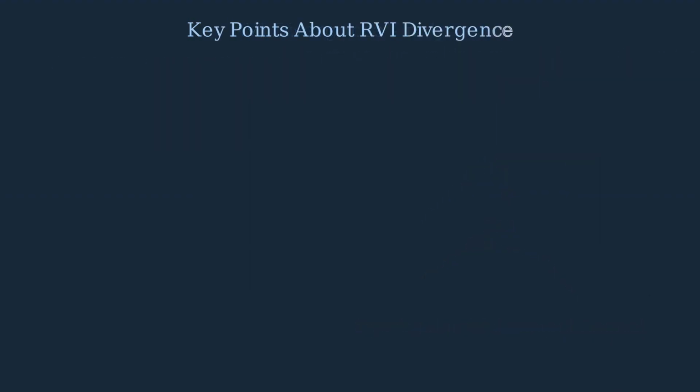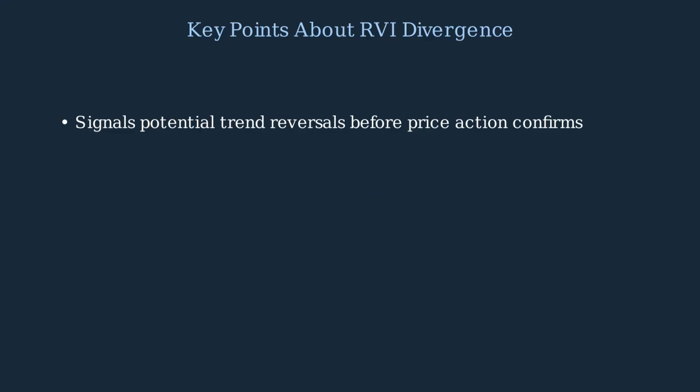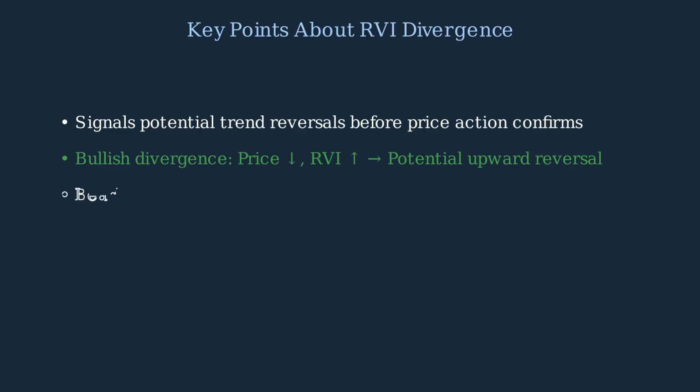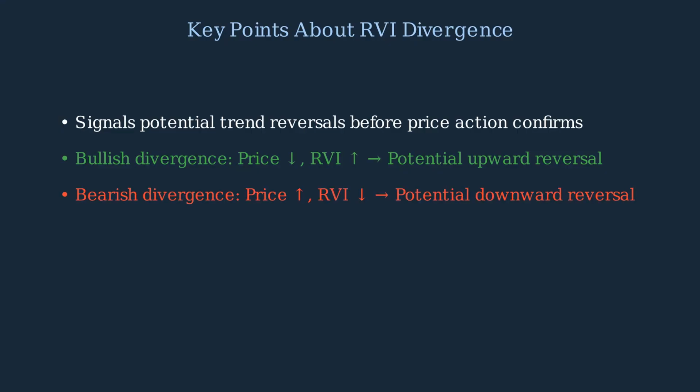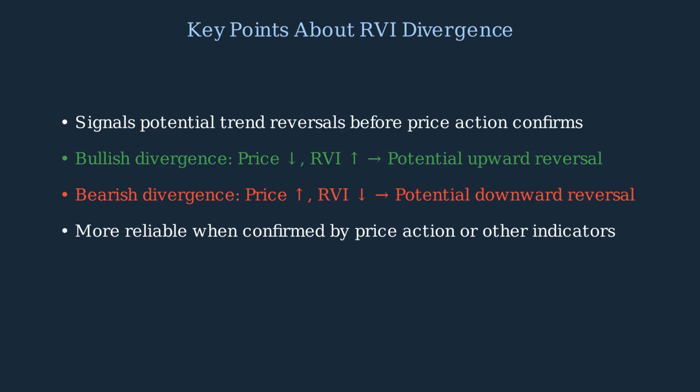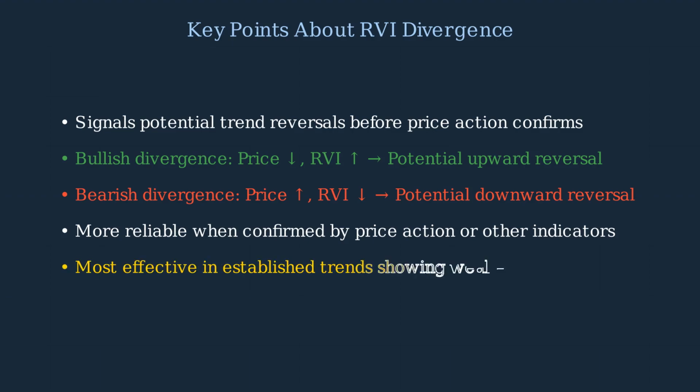Let's summarize the key points about RVI divergence analysis. Divergences signal potential trend reversals before actual price action confirms them. Bullish divergence occurs when price makes lower lows but RVI makes higher lows, signaling a potential upward reversal. Bearish divergence happens when price makes higher highs but RVI makes lower highs, indicating a potential downward reversal. These signals become more reliable when confirmed by actual price action or other technical indicators. RVI divergence analysis is most effective when used in established trends that are showing signs of weakening momentum.